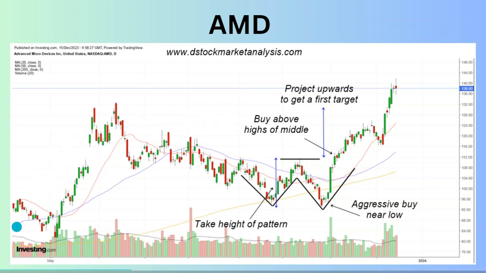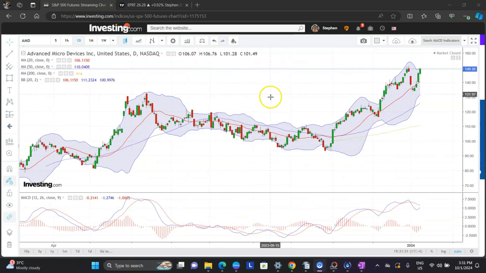Let me just go to the chart of AMD here. This is the daily chart of AMD, updated. When I took the screenshot, I think it was around here, so I actually go back up here. Now this is the double bottom. Can you see it? Double bottom.